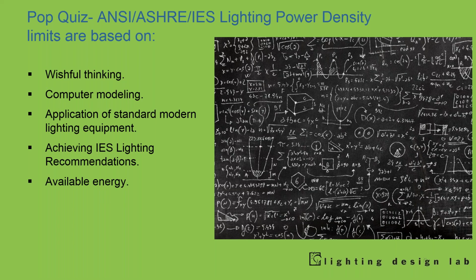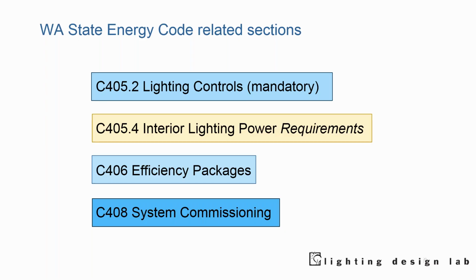Available energy isn't really how we went before there was any code. We just put in as much equipment as we could until we ran out of power, and that's kind of what got us in the state we're in today. So we're not doing that, hopefully.